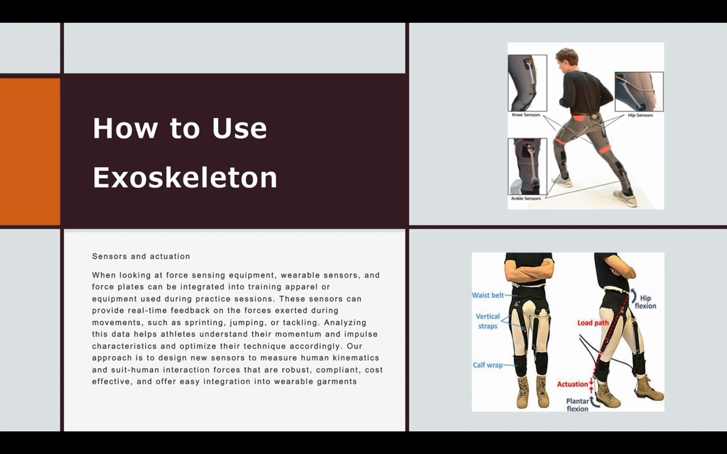So how we plan to use the exoskeleton. It's by using sensors and actuation. When looking at force sensing equipment, wearable sensors, and force plates, it can be integrated into training apparel or equipment used during practice sessions to prevent injuries from occurring. These sensors can provide real-time feedback on the forces exerted during movements such as sprinting, jumping, or tackling. Analyzing this data helps athletes understand their momentum and impulse characteristics and optimize their technique accordingly.